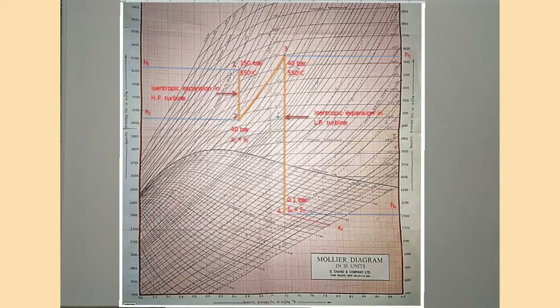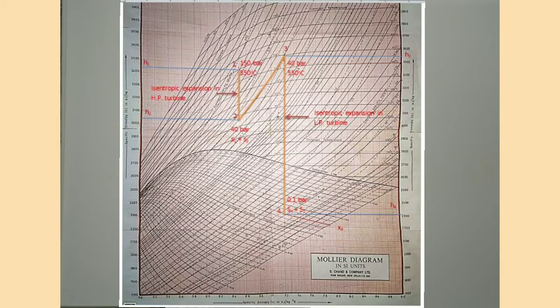At state 1, that is at the inlet of high pressure turbine, pressure is 150 bar and temperature is 550 degrees Celsius. This is the curve of 550 degrees Celsius temperature and this is the curve of 150 bar pressure. These two curves meet here and we can mark state 1. Enthalpy at state 1 can be measured from y-axis.